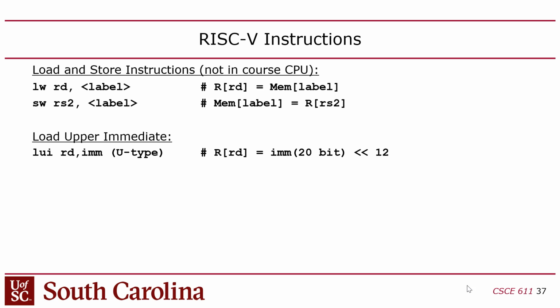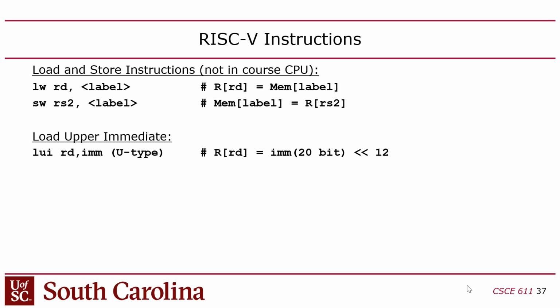And then I listed the load and store here, even though we're not implementing these. And then there's a load upper immediate, which you probably remember from MIPS had one of those too. It takes an immediate and puts it in the left side of a register. The only difference is that in RISC-V, the immediates are 20 bits, whereas in MIPS, they were 16 bits.